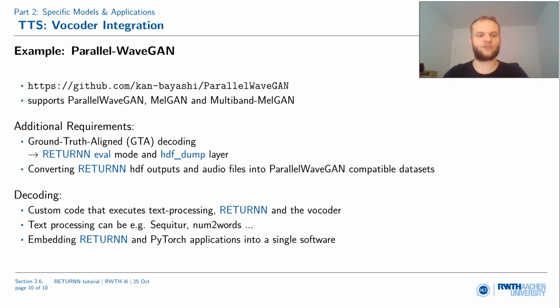In general applications for decoding, we also want to have our text processing, the feature generation, and the vocoder all in one process. For example, if we write a server application that takes text and gives back the audio, you would need, for example, numbers to word conversion, or a grapheme to phoneme model, as we gave here Sequitur as an example. What you can do with RETURNN is call the graph loading and the forward step for decoding from any arbitrary Python script, because it also provides a Python API and not only the run command to run on a fixed configuration file. So it's quite easy to combine the text processing, RETURNN, and PyTorch applications such as the parallel waveguide decoder into a single software.